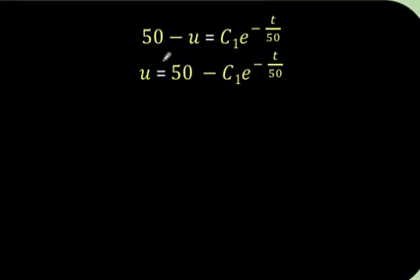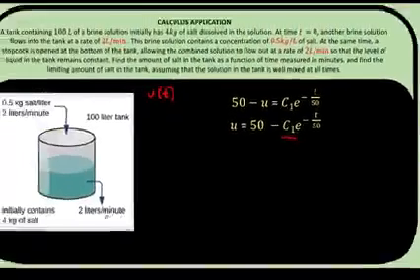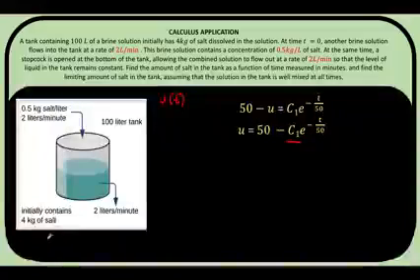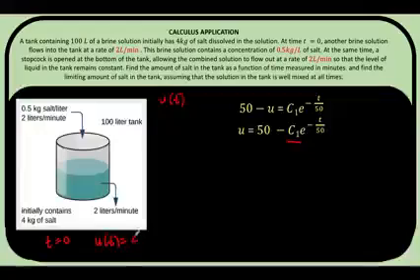So by rearranging, we arrive at u equals 50 minus C sub 1 times e raised to negative t over 50. Now this u means u of t. That's the function u of t. This form is almost the answer for our first question. The only problem is we still do not know what is C sub 1. But we know the initial value that at t equals 0, u of t is equal to 4.